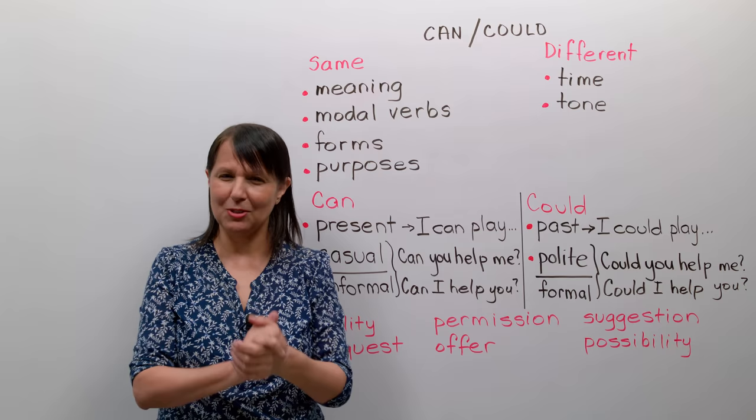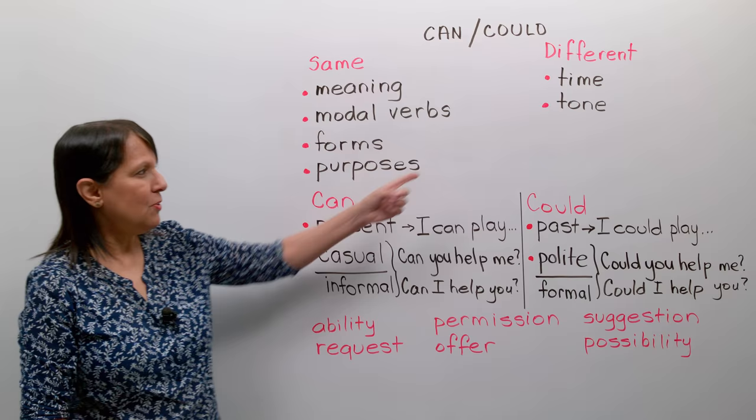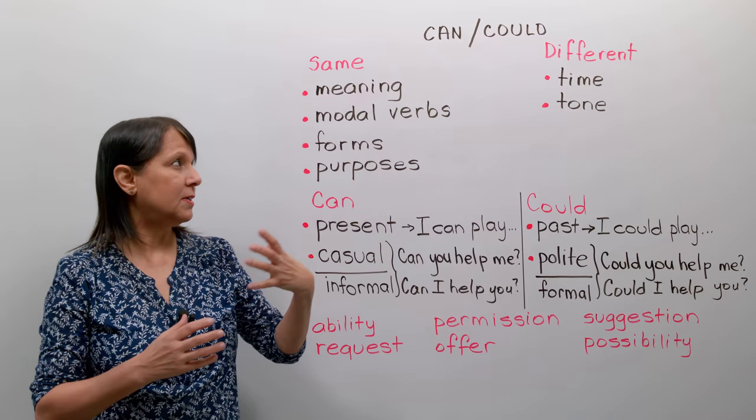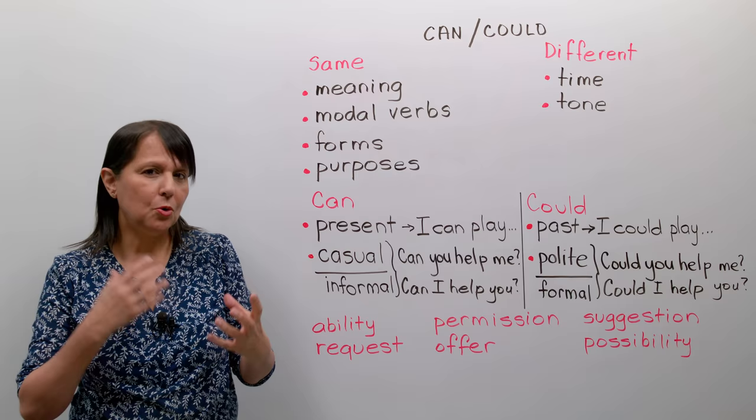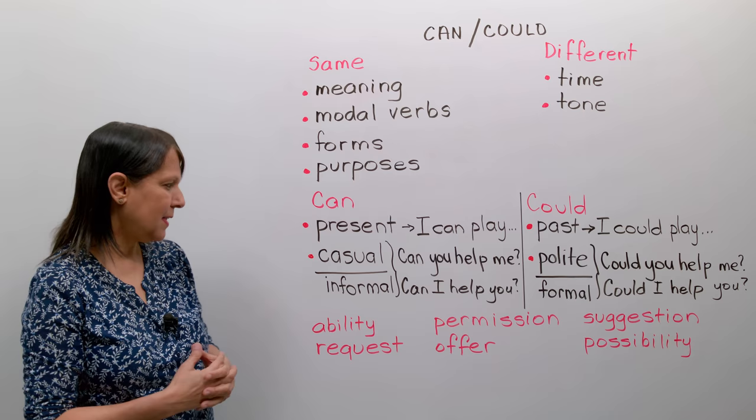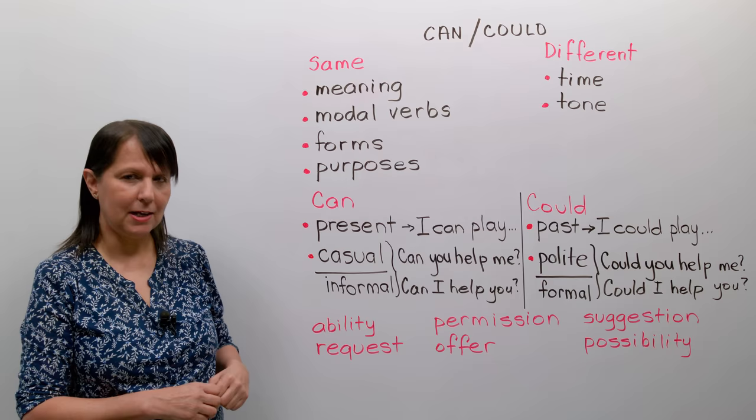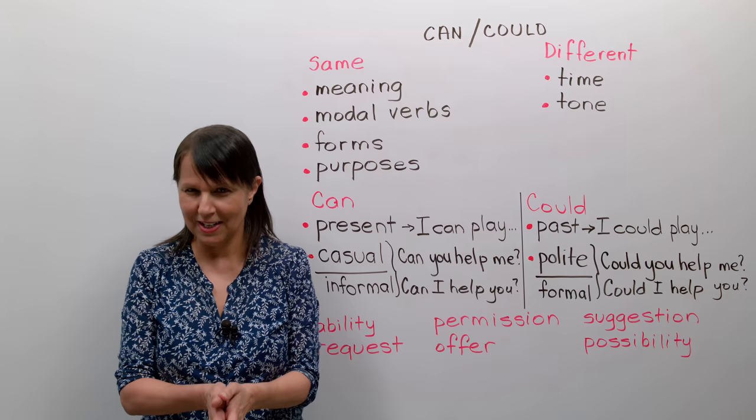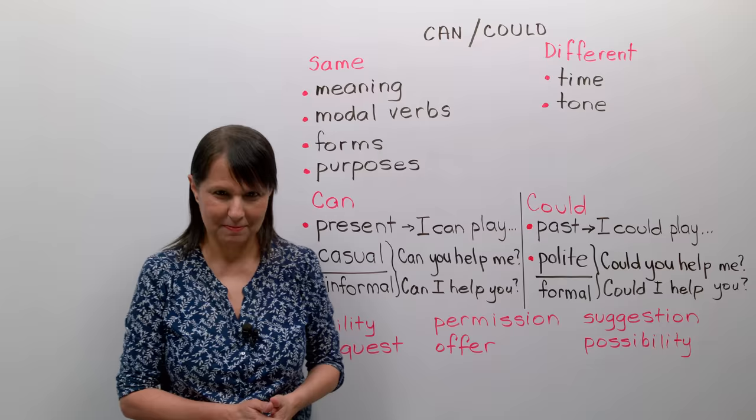Don't worry. Next, it also has to do with tone. When we say can or could, the tone of the conversation, the way that we're expressing ourselves is different. That means we're either being more casual or we're being more polite. Which word do you think is more polite? It's the word could. Can is more casual, more informal.